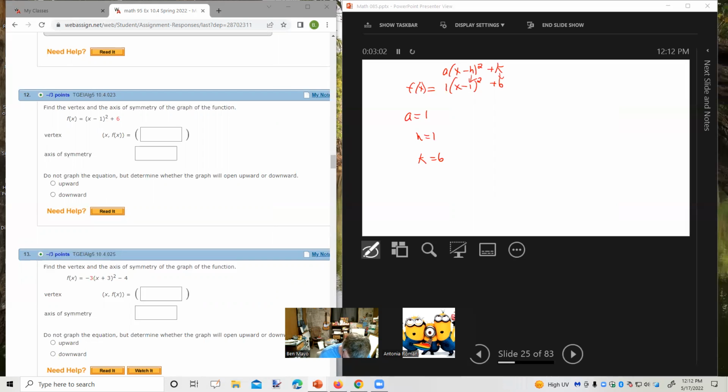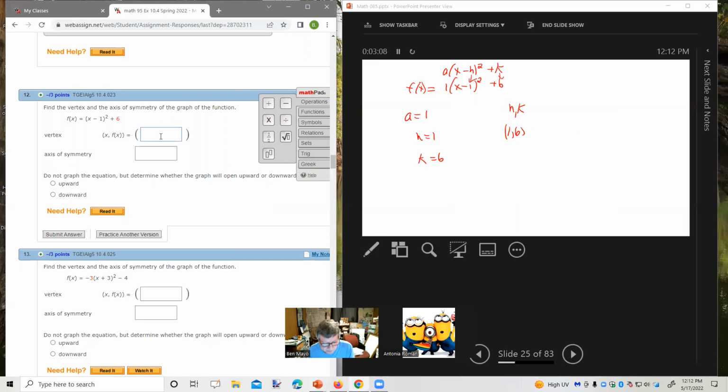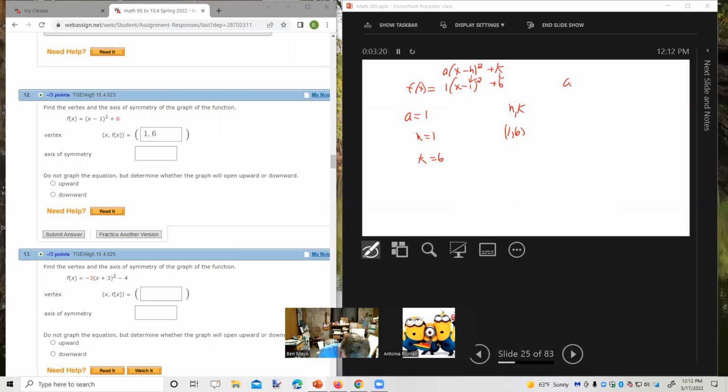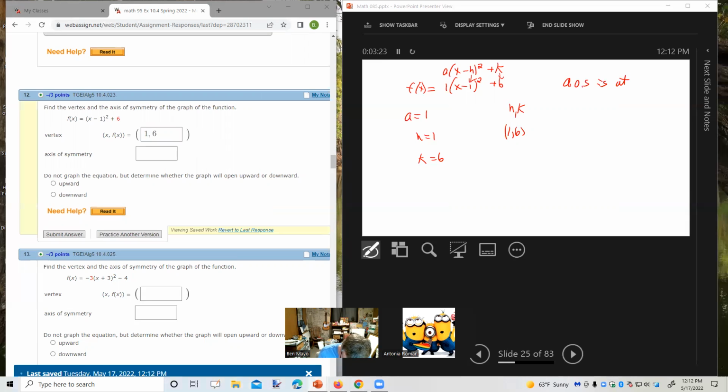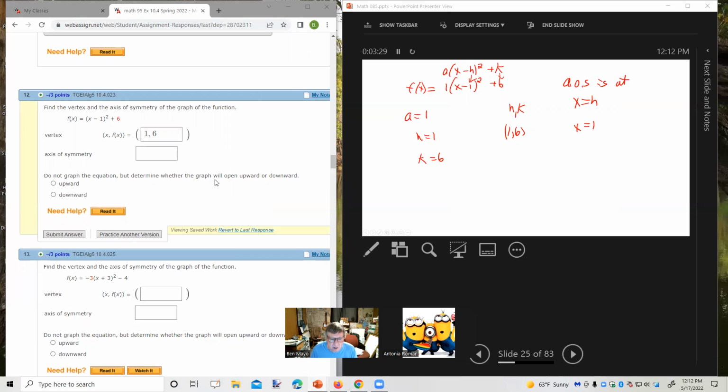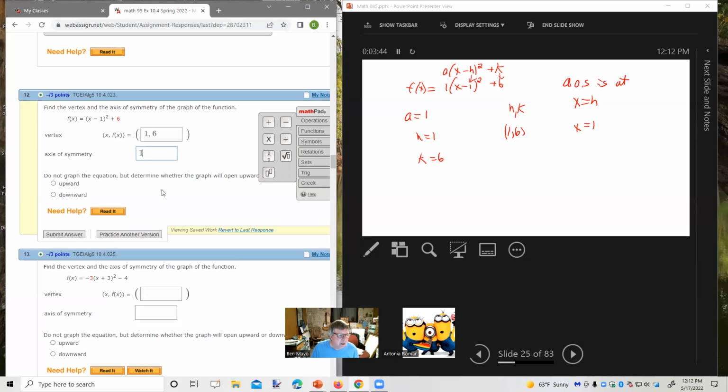So the vertex is at h, k, so that would be at 1, 6. Over here, I'm going to put in 1, comma, space, 6. Does that make sense? Now, the axis of symmetry is at x equals h, so that would be x equals 1. This is one of the most missed problems every quarter. The axis of symmetry is an equation, and it has to be written in the form x equals. I'm going to just put in 1, and we'll see what happens.